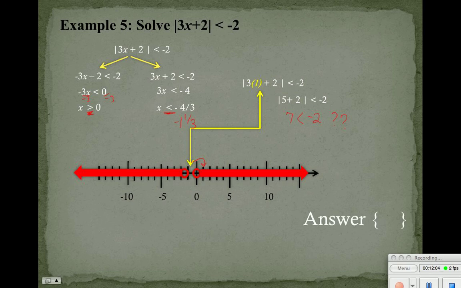Now, let's go back to the top here. Remember, absolute value always gives us back a positive answer. How can a positive answer ever be less than a negative? It can't. And that's why your answer is the null set. This is an unsolvable, impossible problem. And that's what can happen in upper level math. Not everything has answers as numbers.